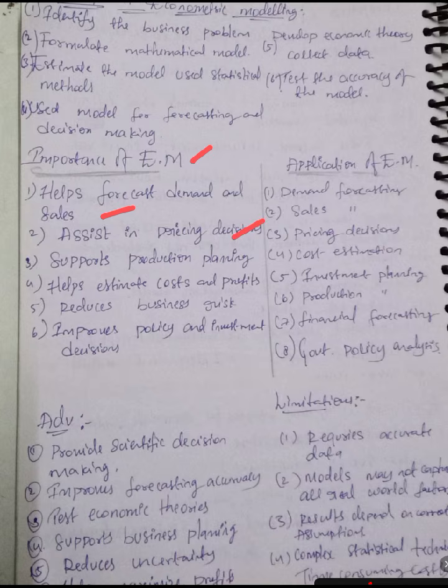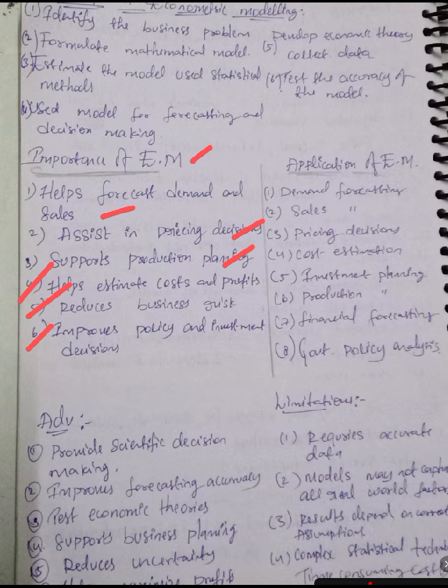And the third point is supports production planning. Fourth one is helps estimate cost and profits. Fifth one is reduces business risk. Reduces the business risk with the help of what? With the help of econometric modeling. And sixth one is improves policy and investment decisions.